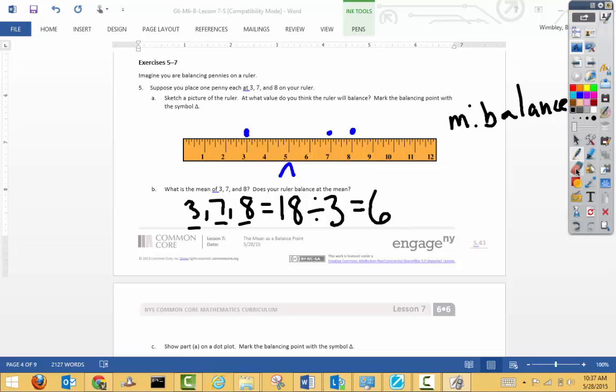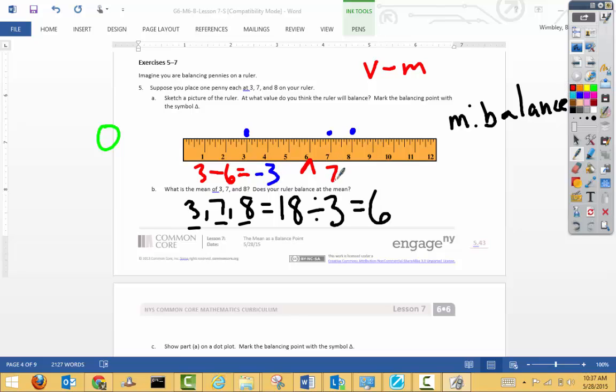So where should it be? Well, this is telling me my balance point is at 6. However, I'm not sure because this is a new concept, so I'm just going to check. I'm going to find all my deviations, add them together, and they should equal 0. So I'm going to do my deviations in blue again. It's my value minus the mean. So my value is 3 minus my mean is 6. So that will equal -3.